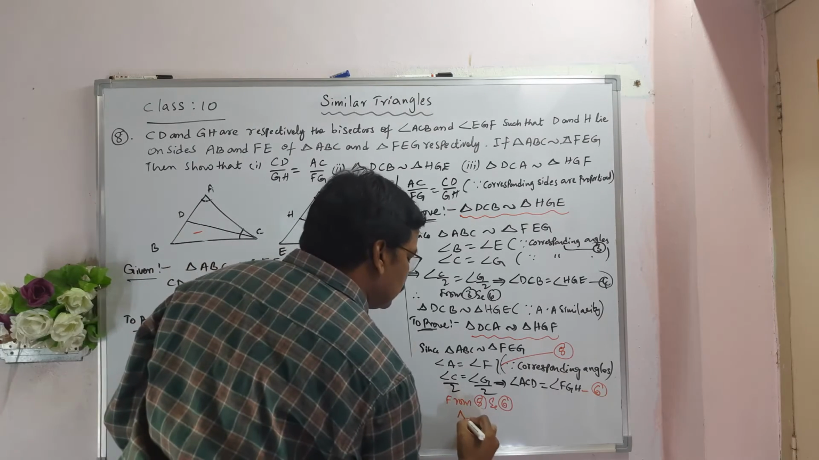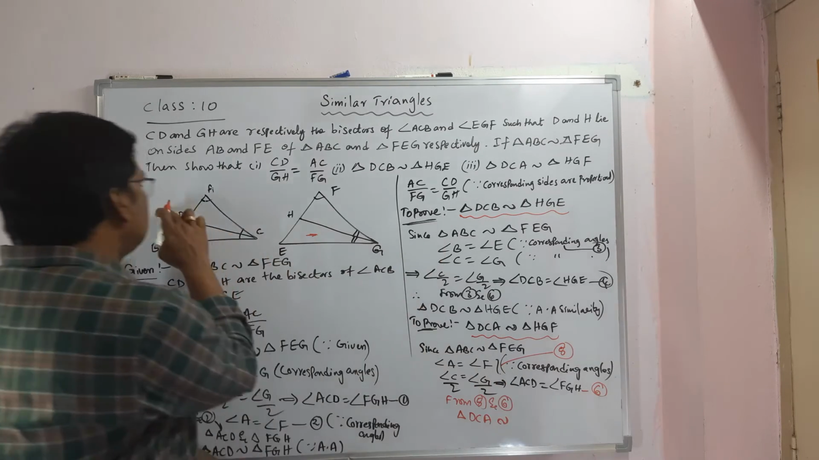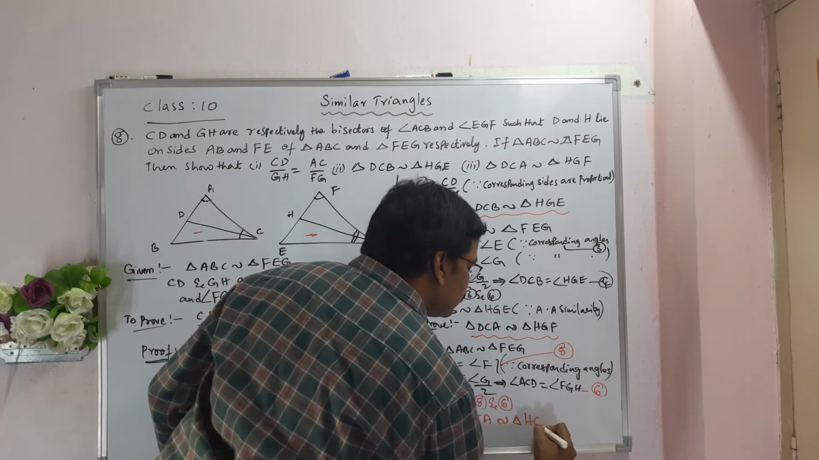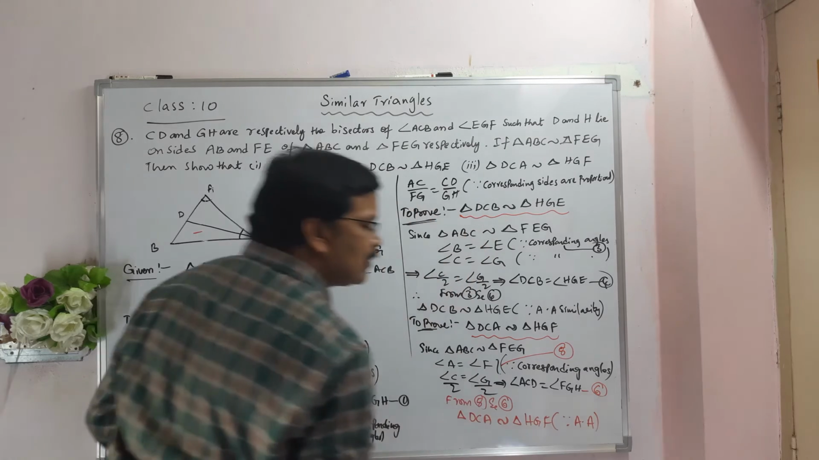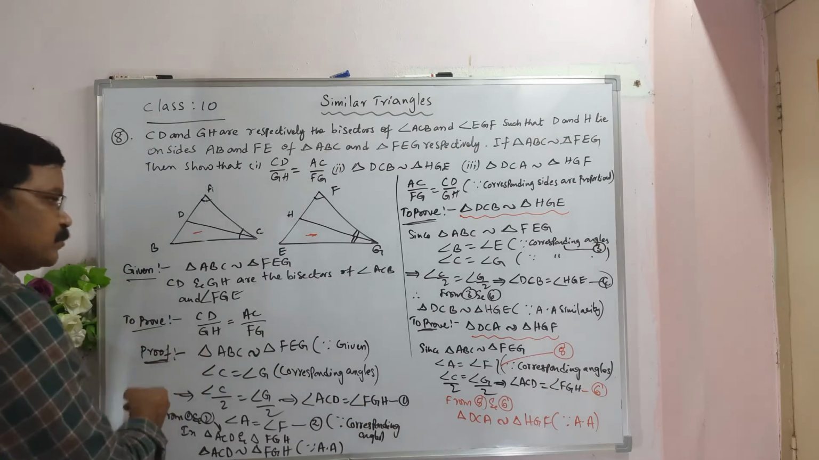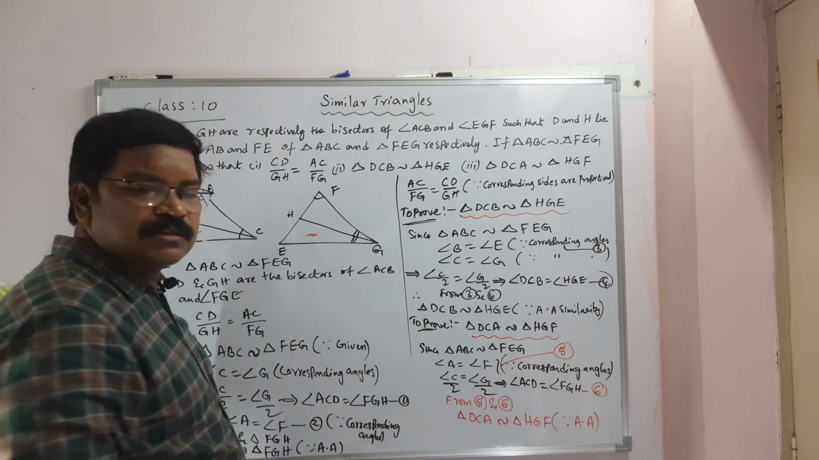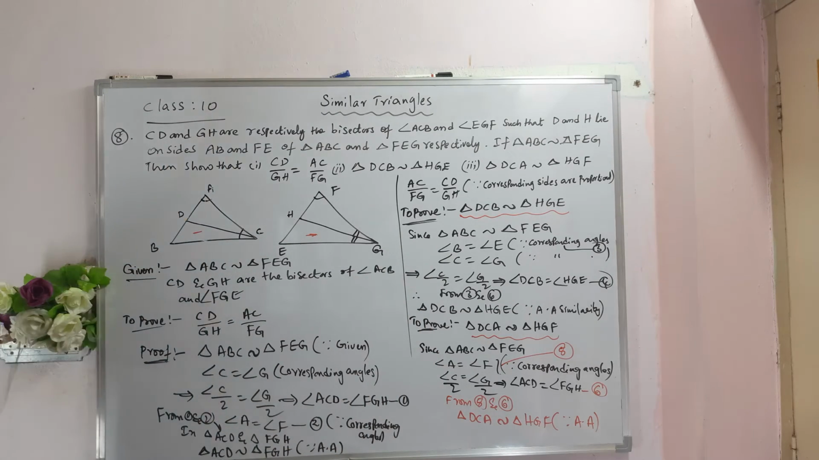So, triangle DCA is similar to triangle HGF. This is according to the AA similarity theorem. Hence, it is proved. The first proof and the third one are the same. Even the second one is a similar process only. Okay. Please copy in your notebooks.